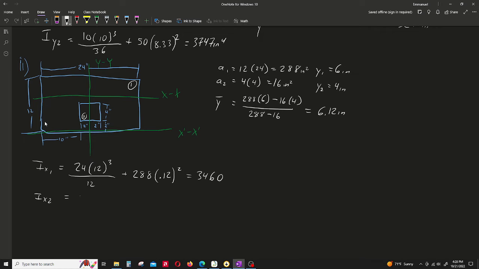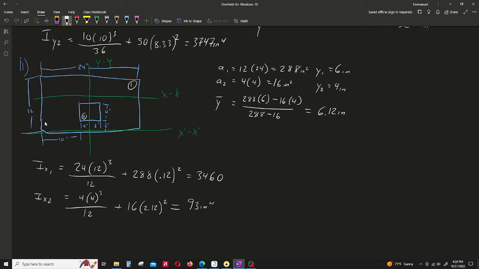IX2 is going to be equal to 4 times 4 cubed, divide that by 12, plus our AD squared. So A is 16, D was 2.12 squared, not plus, sorry, equals 93 inches to the fourth.